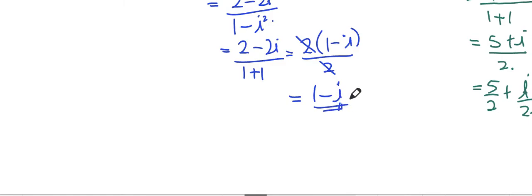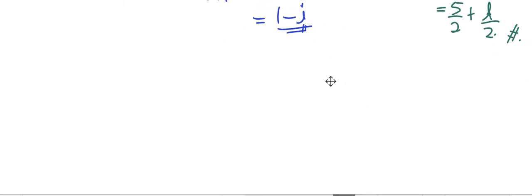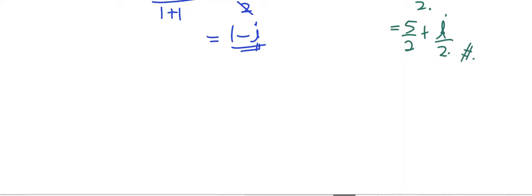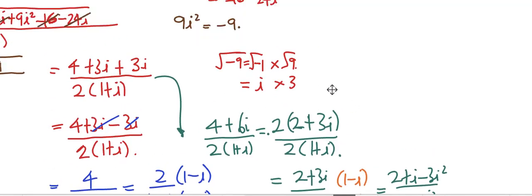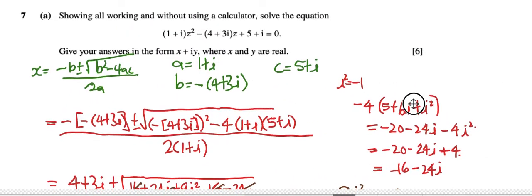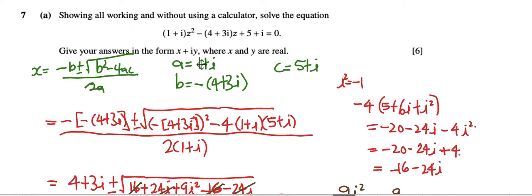Okay, so we have two roots. What are those two roots? These are the two roots: one is 1 minus i, and the other one is 5 over 2 plus i over 2. Okay, so let's look at the question again. Give your answers in the form x plus iy, where x and y are real, and that's it.